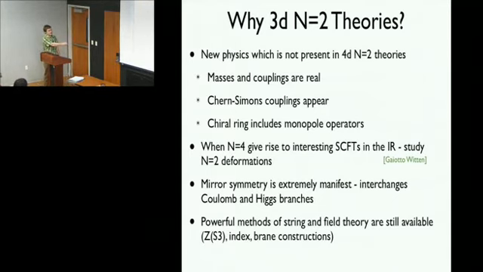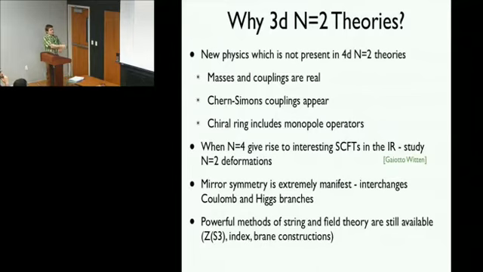Now, Chern-Simons couplings appear, which make the theory more interesting, and they'll be important for computing the non-perturbative data. The chiral ring of the theory now includes so-called monopole operators, which can be thought of as four-dimensional line operators when you reduce one dimension down. Then, theories with n equals 2 supersymmetry give rise to interesting superconformal field theories in the IR. So we're going to study some n equals 2 deformations of those. If you're familiar with the work by Gaiotto and Witten, that will be the n equals 2 star version, in some sense, of the story.